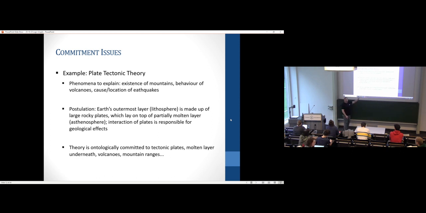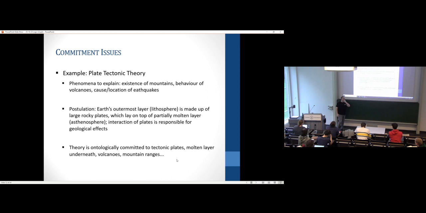So what is this theory ontologically committed to? Well, it's committed to a few things. Mountain ranges, volcanoes, a molten layer, right? This sort of asthenosphere. We need the lithosphere, we need the plates. It's committed to the Earth. There's a bunch of things that this theory says are out there that need to exist if this theory is true. So the commitments of this theory are these things, the things that the theory says exist.